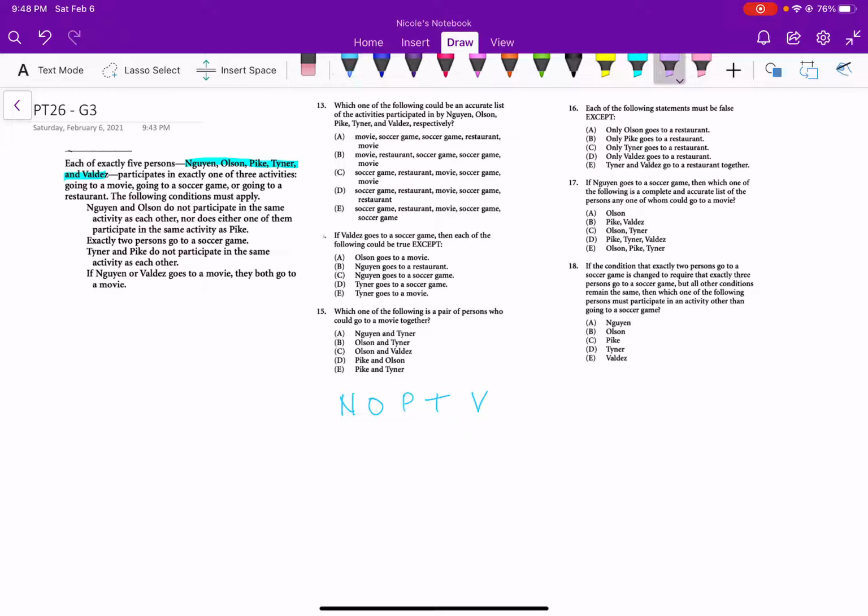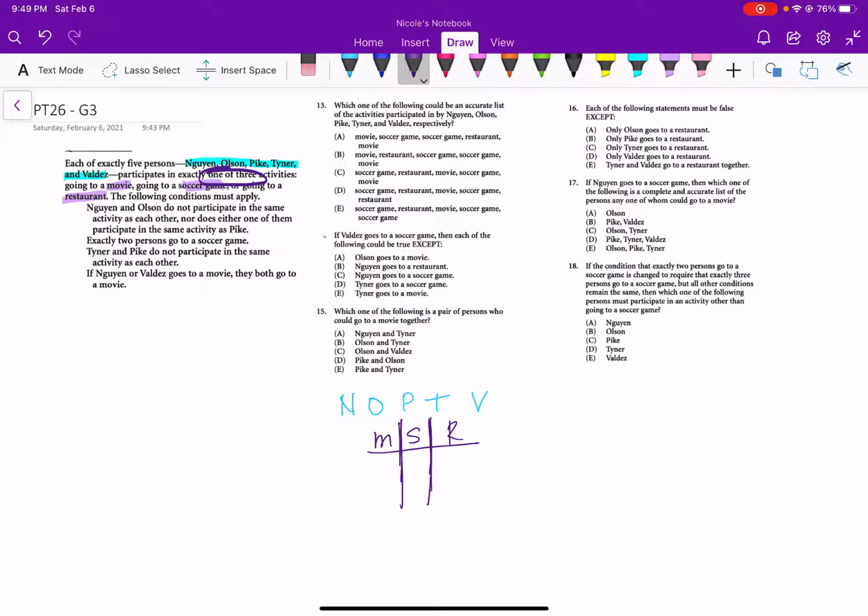Ooh, so we're going to go have some fun. So they're either going to a movie, they're going to a soccer game, or they're going to a restaurant. And they're doing one of 3. So that means they're not getting to do all of them. I would want to do all of them, but apparently they don't get to.